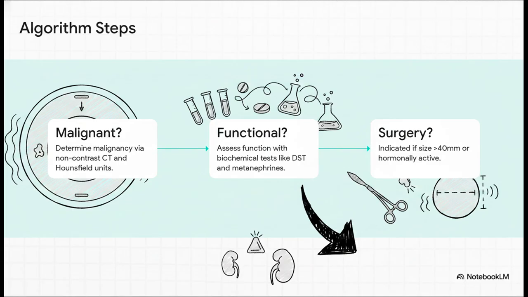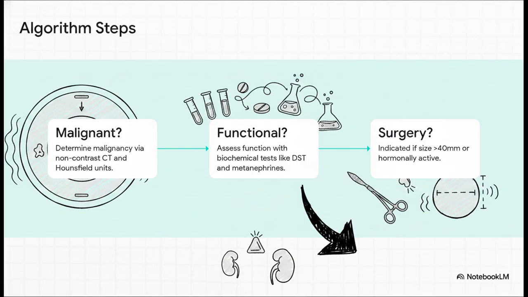Remember the golden rule of endocrine surgery? Biochemical testing comes first, imaging comes second. So step 1, is it malignant? We figure this out by assessing tissue density on a non-contrast CT. Step 2, is it functionally active? We run targeted biochemical tests, like a 1 milligram overnight dexamethasone suppression test or checking plasma metanephrines.